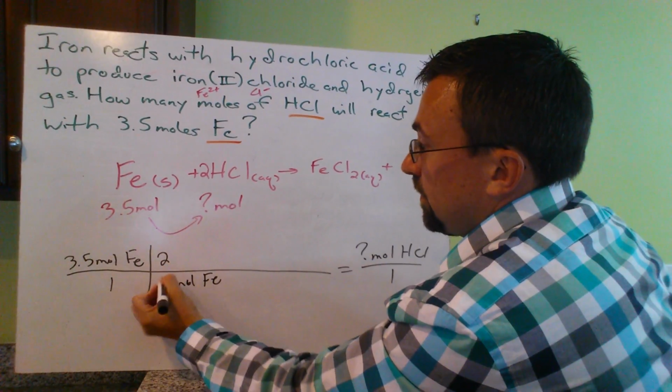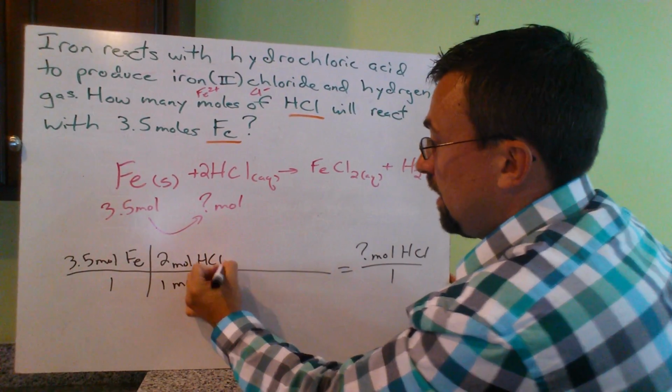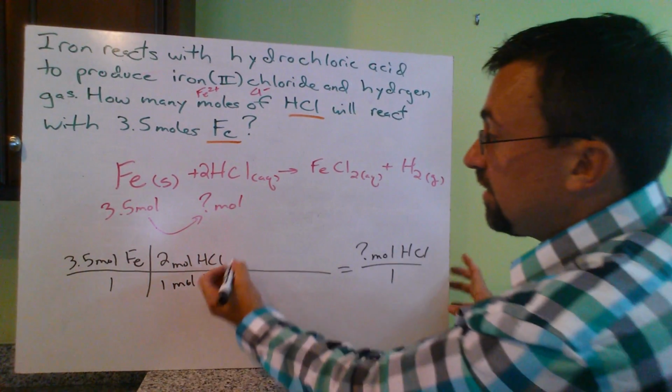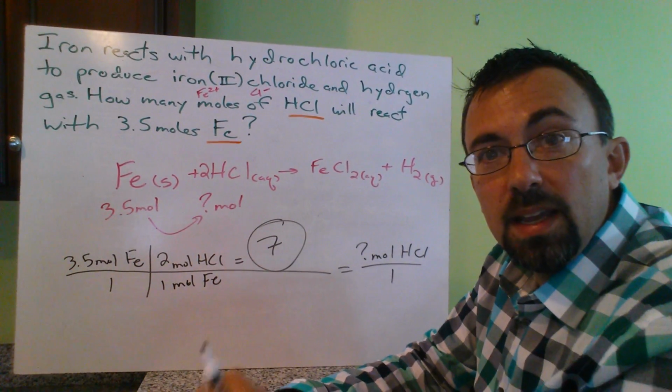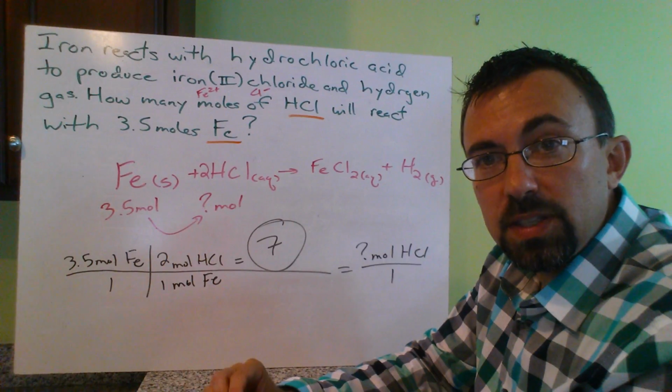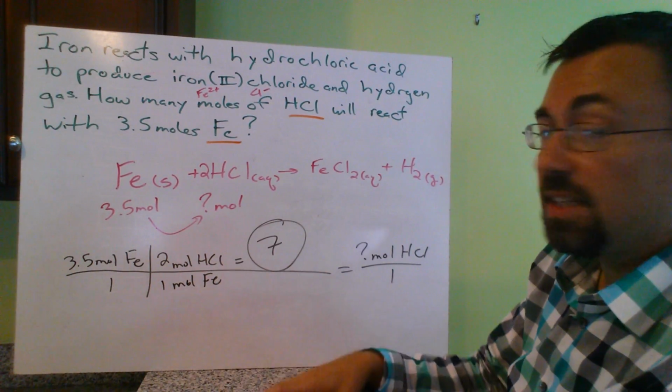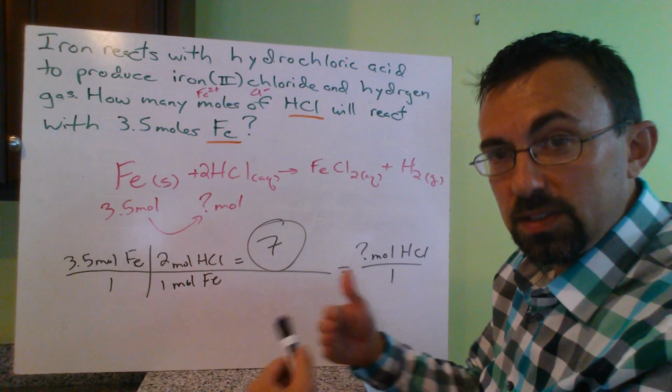Moles of iron, moles of HCl, and then they ask for moles at the end. So we're done. I don't even need a calculator. The answer is 7. Voila. And we are done. Thank you as always for your time. And that's 7 moles of HCl that is needed to react or disappear.